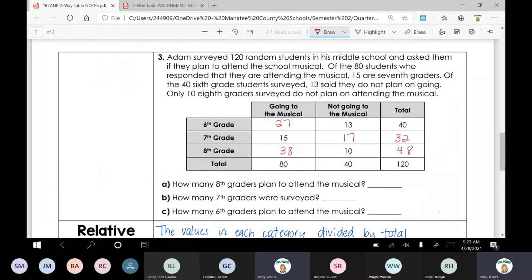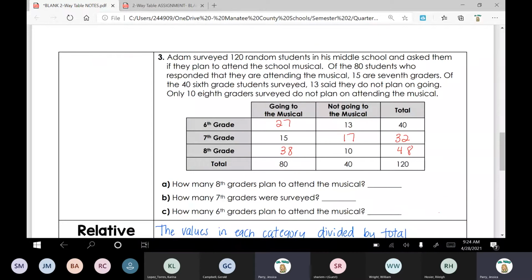And then from there, you would just go back and answer your questions, just like we've done before. It says, how many 8th graders plan to attend the musical? That's your total. I think these are all just individual. How many 7th graders were surveyed? How many 6th graders plan to attend? So yeah, those are all just individual questions. They're not grouped together. But if it were grouped together, like not going to the musical and 8th graders, you would just drag your fingers across, just like before, and then you would get 10 or something, or whatever question you would answer. But you would still just drag your fingers across just like normal.